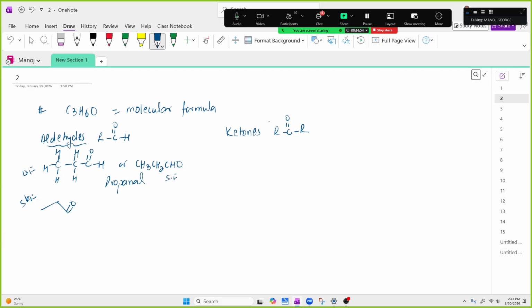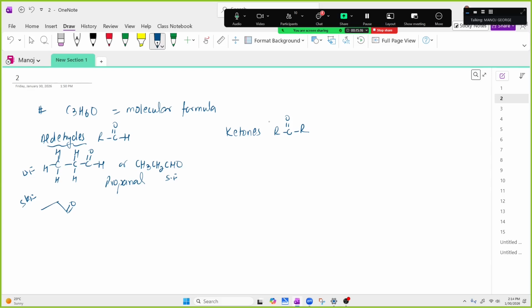Is there any other aldehyde you can make out of it? Is there a possibility of a chain isomer? I cannot reduce the chain from 3 carbon to 2 carbon. I can't do a positional isomer because the aldehyde is a terminal functional group. It is always carbon number 1. So I can only get one aldehyde out of it.